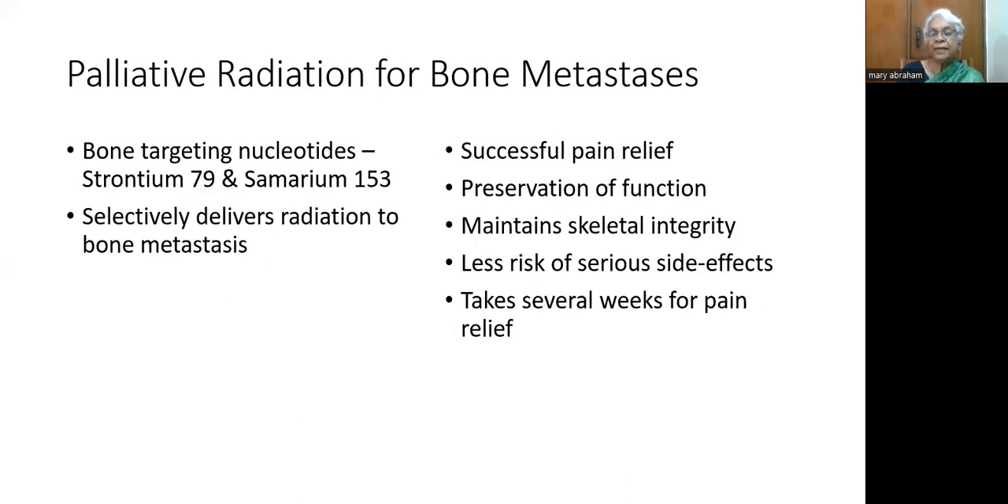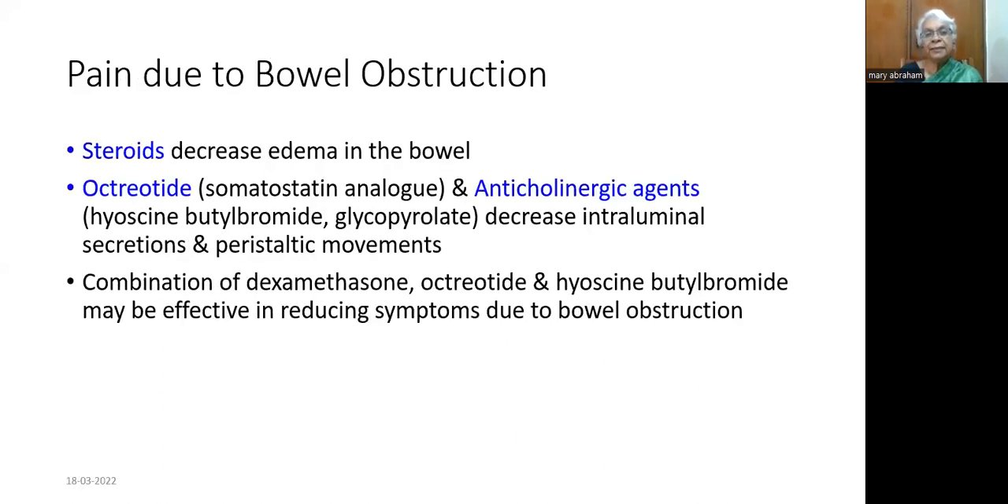Next, please. Then palliative radiation also can be used to treat bone pain, and it usually takes a few weeks for effect, but it can be quite useful in such patients. Next, please. Then pain due to bowel obstruction can be treated using steroids. You can use a somatostatin analog like octreotide or anticholinergic drugs, or you can give a combination of all three for bowel obstruction.